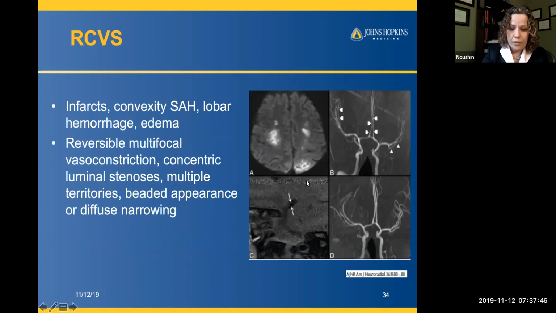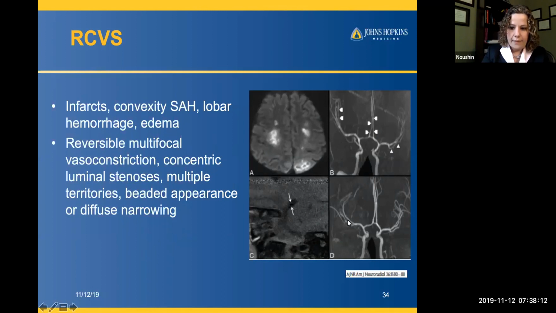This is a patient with multifocal areas of infarct. This is an MRA image of the same patient at the time of presentation showing multifocal areas of irregularity and beading. It involves multiple vessels, bilateral MCA, ACA. And the main thing to diagnose RCVS would be its reversibility.